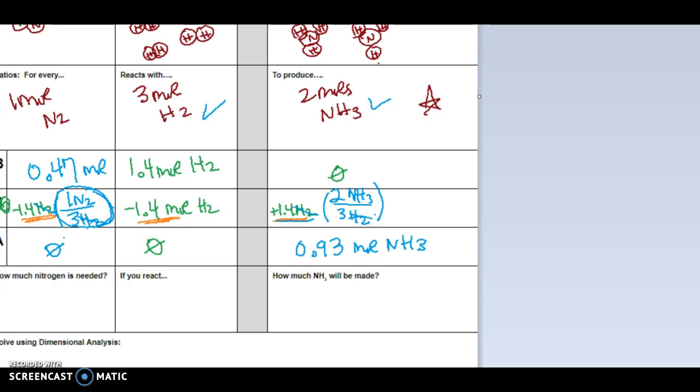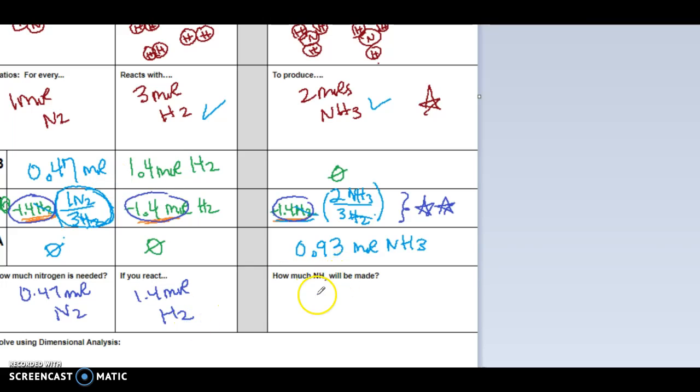So the key to doing this is in this middle step here. This is where all the ratioing is happening in the change. I'm starting with the given, and then I'm multiplying by the ratio. So I'm going to need 0.47 moles of N2 if I'm going to want to use 1.4 moles of H2, and then I'm going to get 0.93 moles of NH3.